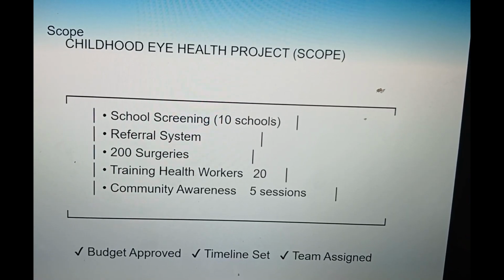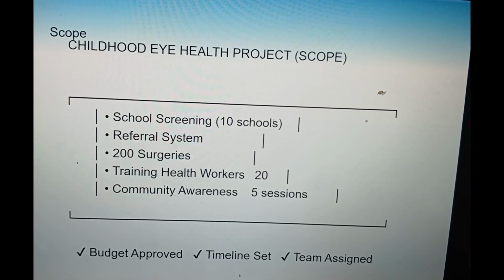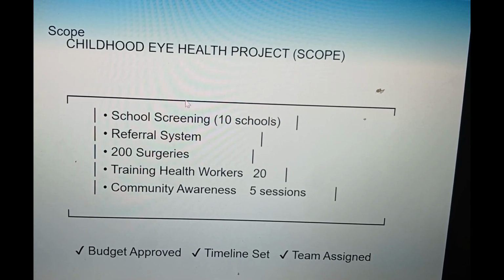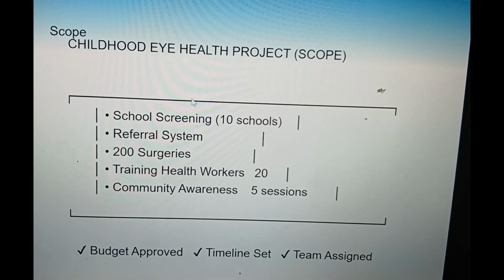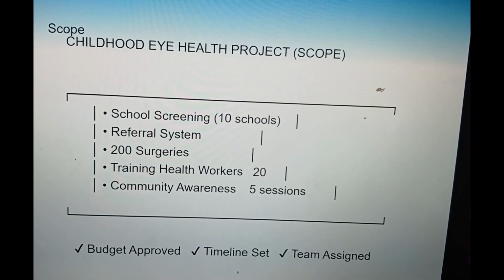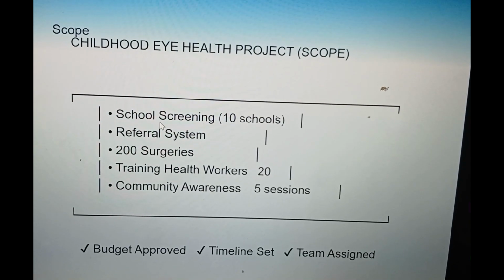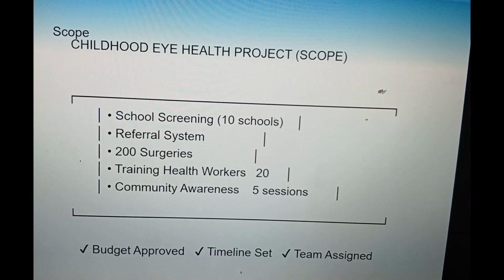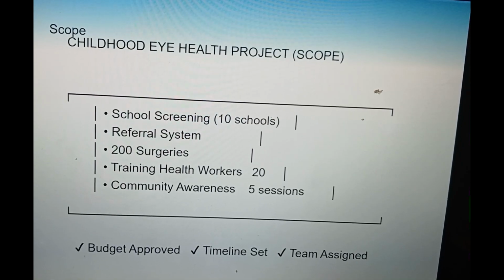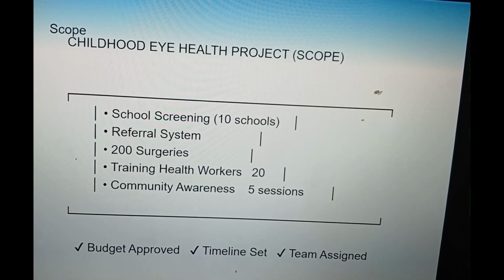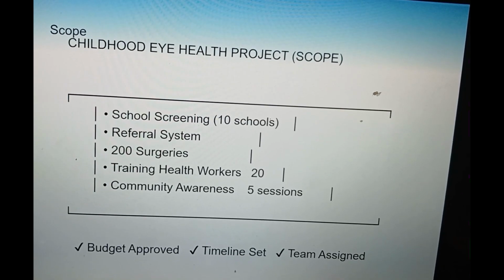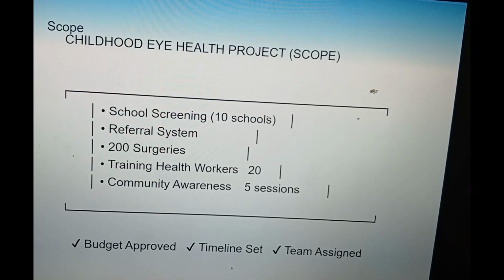It has a budget that has been approved, there is a timeline, and there is a team that is assigned. If you do anything outside or beyond this, that is scope creep. For instance, if you include the purchase of a vehicle to support the screening team, that's where you get into project scope creep, because the purchase of a vehicle was not one of the agreed aspects of the project.